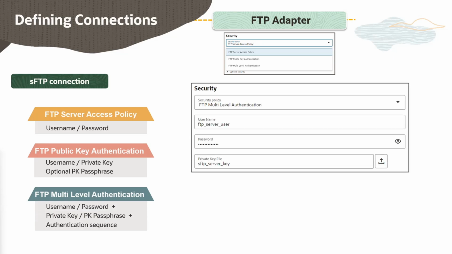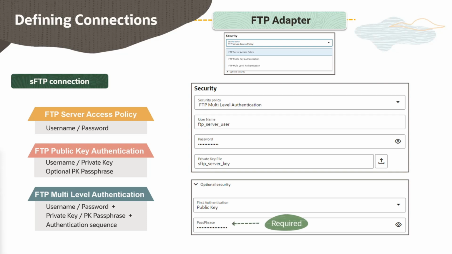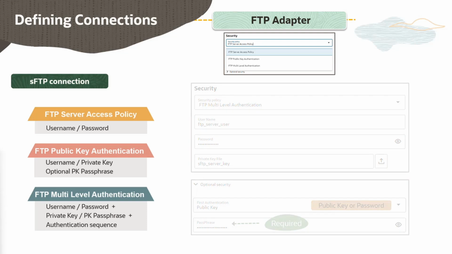This last policy option uses multiple independent credentials to log into the server, which creates an extra layer of defense against unauthorized users. With this policy, you provide a username, user password, and the private key, but also the private key passphrase, since the key must be encrypted. You will also configure the first authentication sequence to be either the password or the host key.